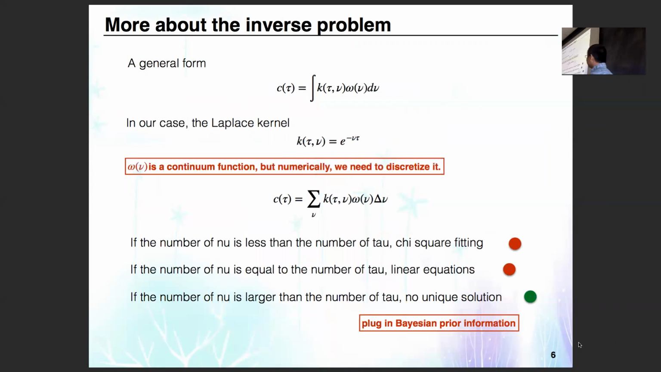Since this is of central importance to our approach, the general form of the inverse problem is like this. We have some discrete points in tau, and we want a continuum function of mu, and then this is the kernel. The kernel can be different, but in our case, it's just the exponential kernel, the Laplace kernel.